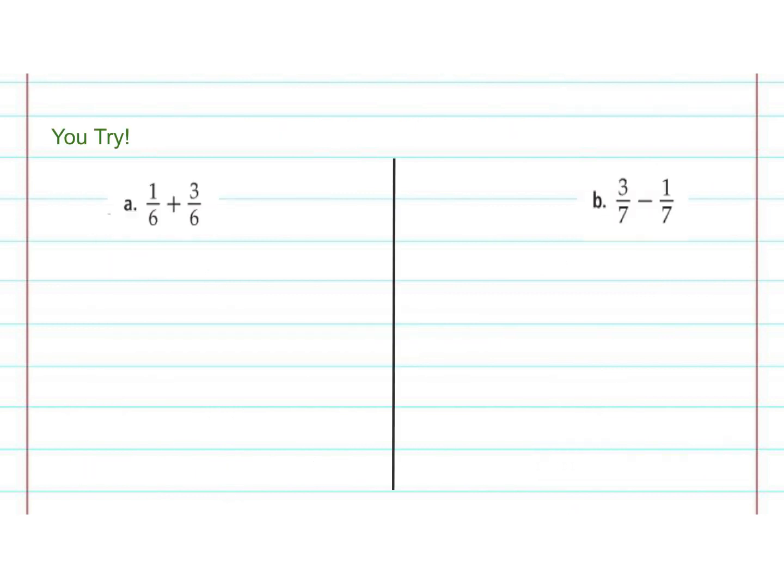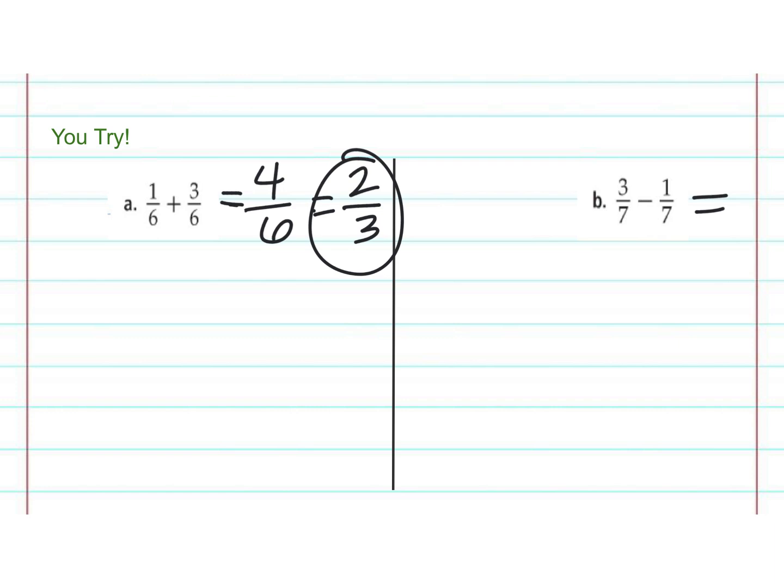Pause the video and try these problems on your own and then come back and check your work. So we already have common denominators, so I just add my numerators. 1 plus 3 is 4. Keep the denominator the same. Simplify to 2/3.